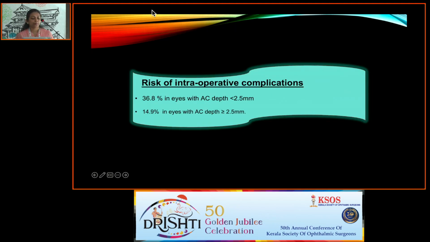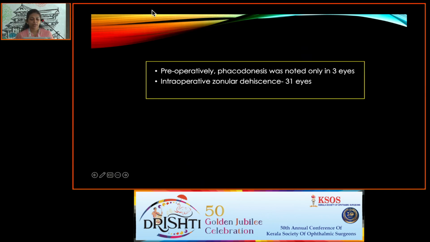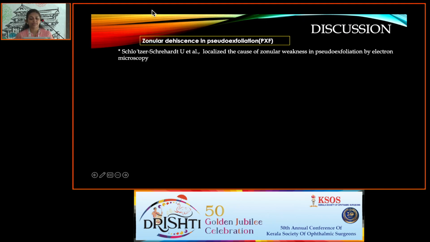The risk of intraoperative complications was 36.68% in eyes with anterior chamber depth less than 2.5 millimeter compared to 14.9% in eyes with AC depth more than or equal to 2.5 millimeter. And the pupil dilatation did not have any significant association with complications. Preoperatively, mild phacodonesis was noted only in 3 eyes, and the actual intraoperative zonular dehiscence was present in 31 eyes. So this shows the importance of our study.